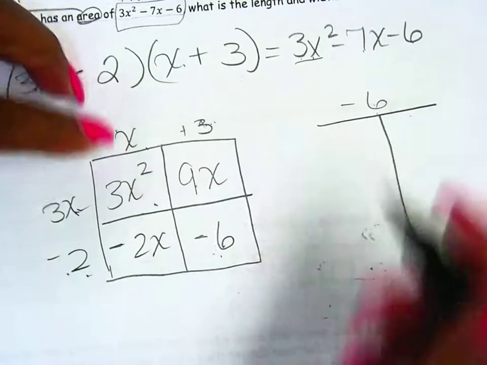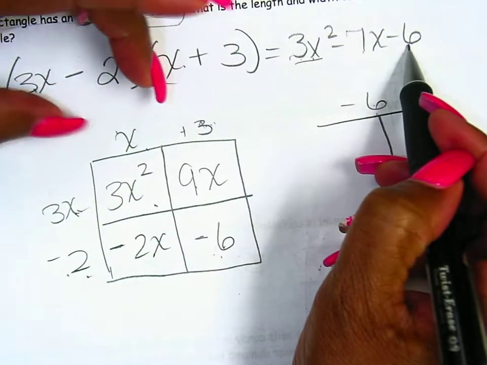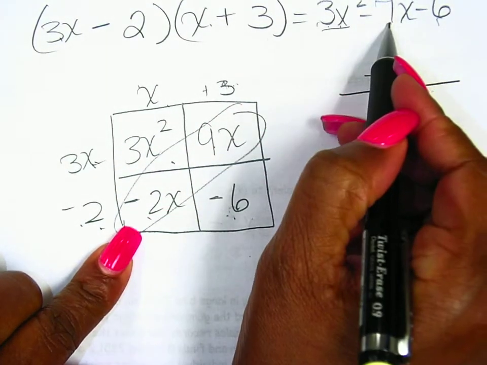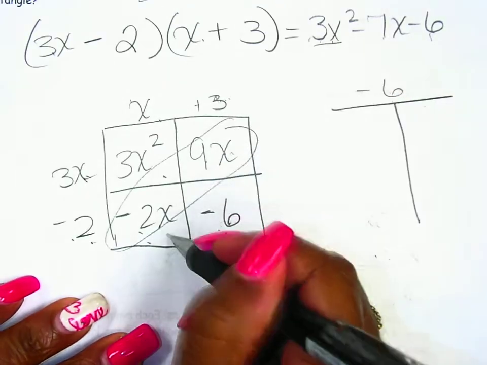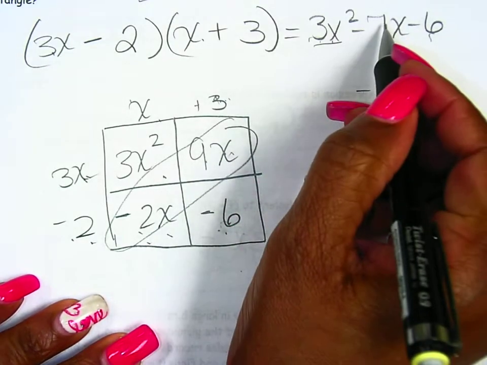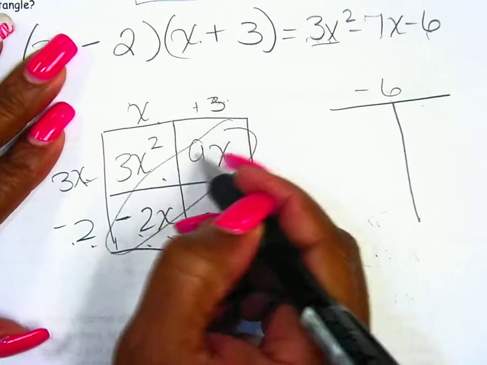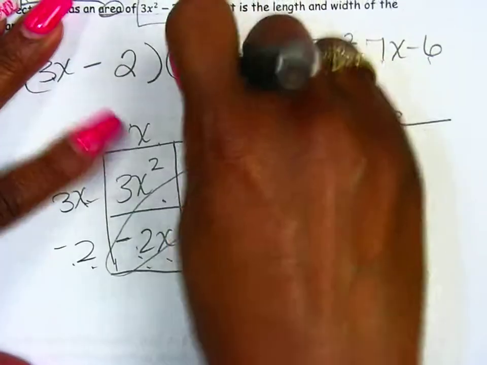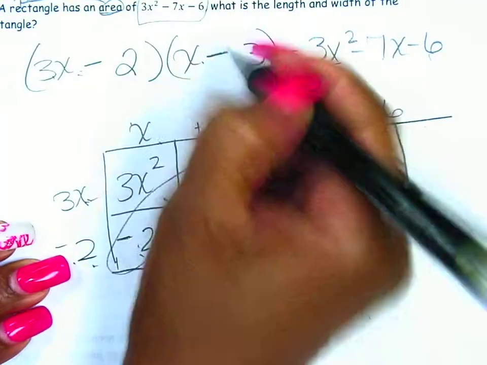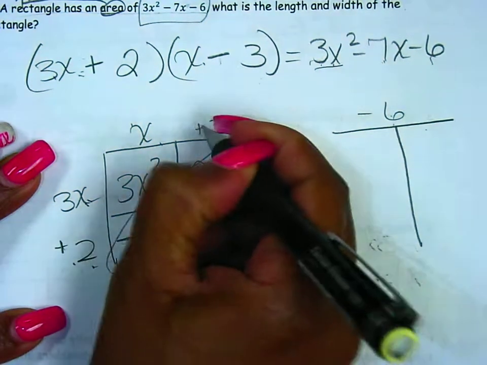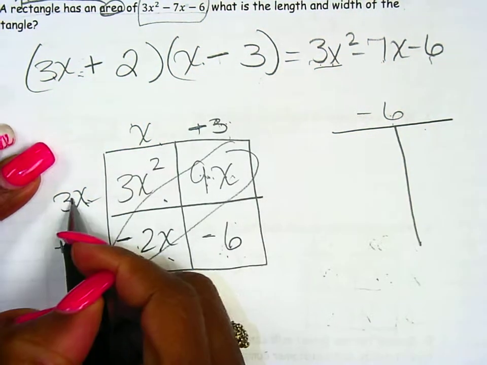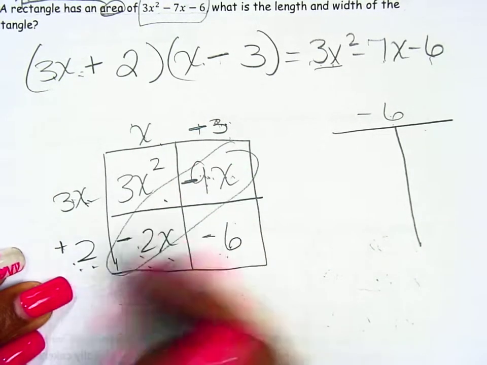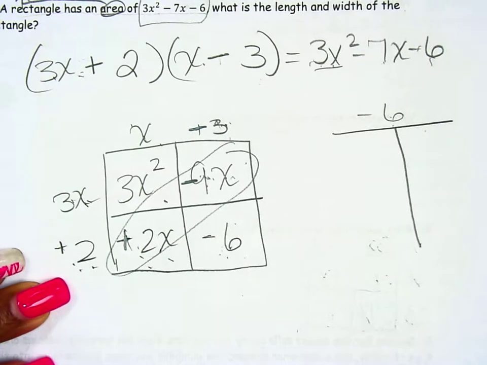So now I know that my first and last terms are correct given these dimensions, but I have to check the middle. 9x minus 2x is not negative 7x. It's a positive 7x, but I need it to be negative. So I need to make this 9 negative and this positive. I would change my signs: make that negative, keep this positive, make this positive, make that negative. So 3x times negative 3 is negative 9x. x times positive 2 is positive 2x. Bam, I got my negative 7x.